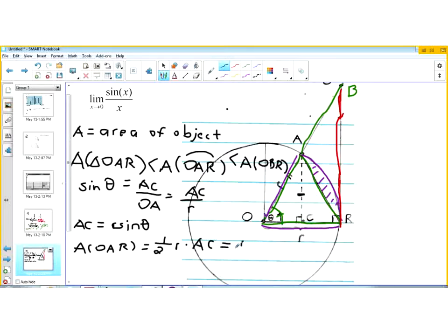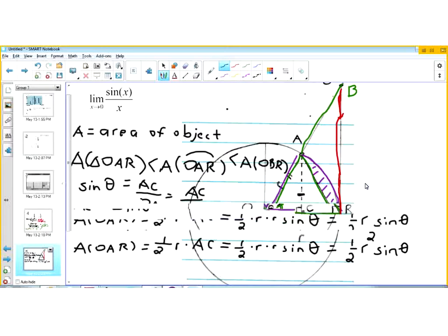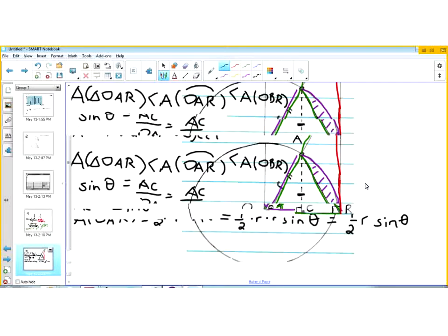But we have solved for AC in terms of theta. So let's go ahead and plug in our equation for AC. And so that would be R sine theta. Okay, and then we'll go ahead and collect terms. So that would be 1/2 R squared sine theta. Okay, so there's the area of triangle OAR in terms of theta. Convince yourself that that is the solution.